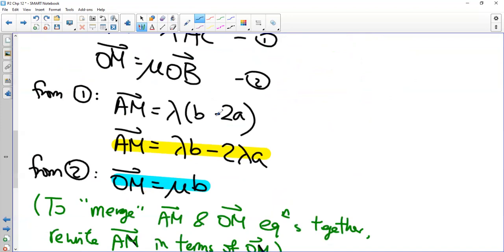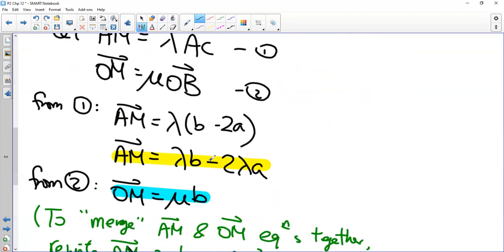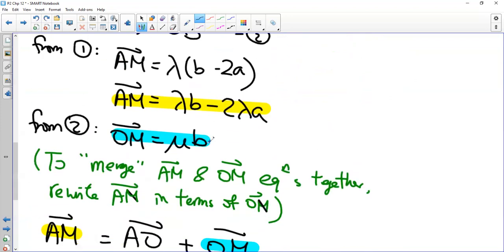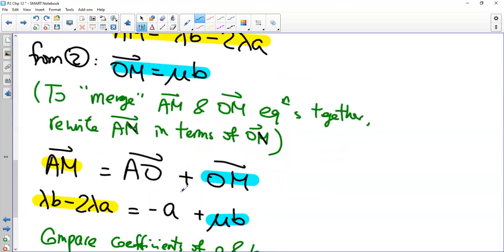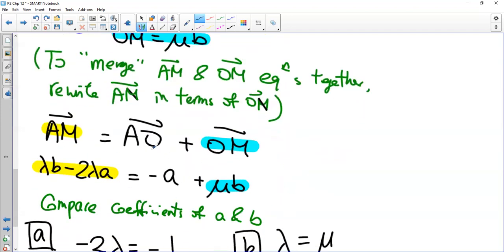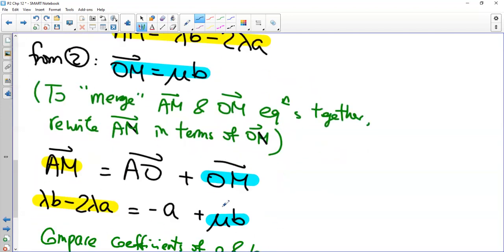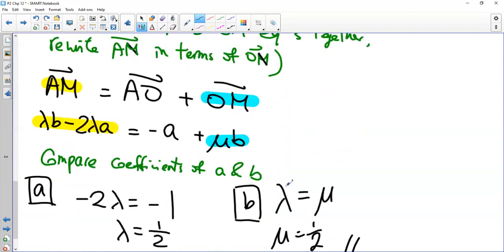Then use the information to work out AC and OB. So you've got two equations with B and A. To merge them together, to do some collaboration between them, you need to rewrite AM with the help of the other. That's when you write them in one line, put these two equations in one, and compare coefficients of A and B.